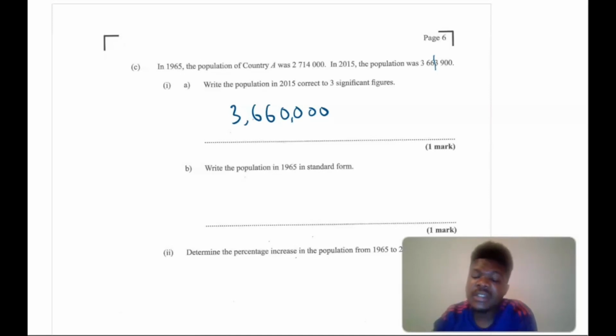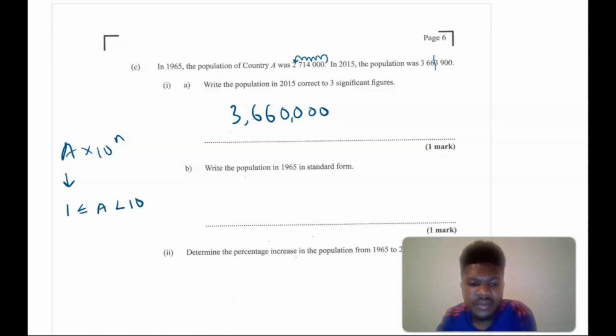Then B says, write the population in 1965 in standard form. In standard form, we're seeing how many multiples of 10 we can get from this number. So let's go back. The decimal point is at the end. So we're going to go 1, 2, 3, 4, 5, 6. And why do I stop between the 2 and the 7? Because when writing standard form, we write it in the form a times 10 to the n power, where a is greater than or equal to 1 but less than 10.